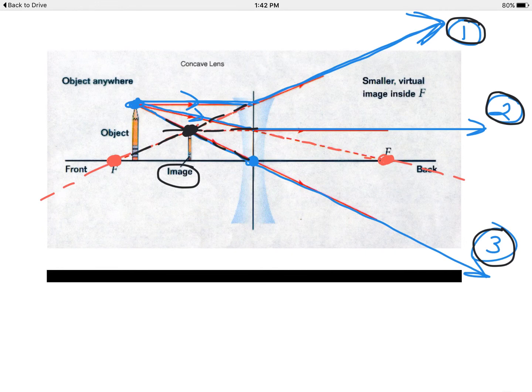If you draw the image, it's already drawn for you, it is smaller than the object, and it's a little bit closer to the lens than the object is, but it's a virtual image. It's upright. So that's virtual, and it's smaller than the object. So that's how diverging lenses work in their formation of images.